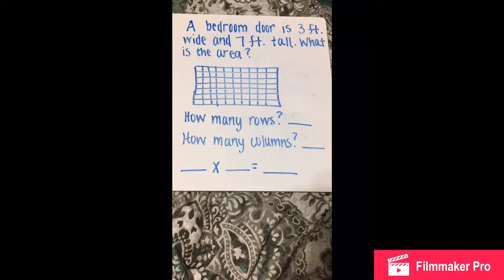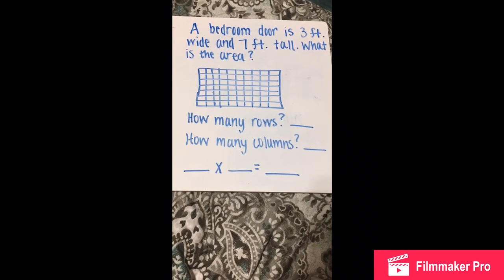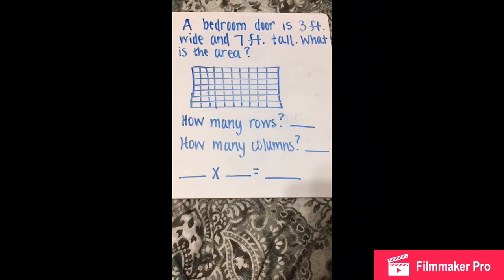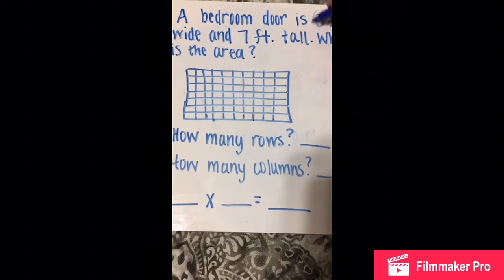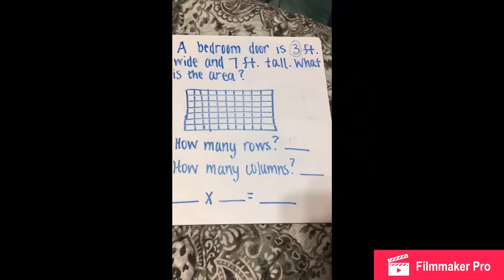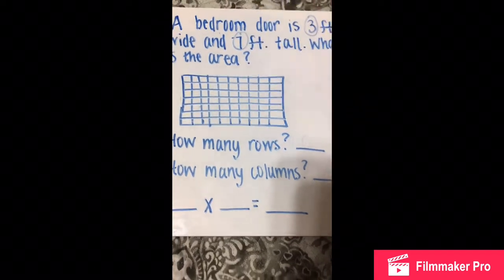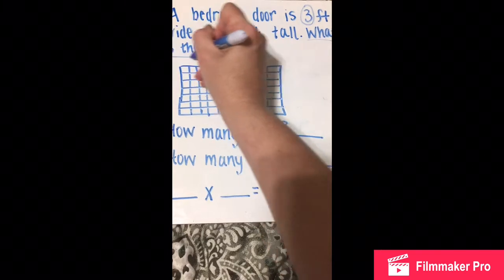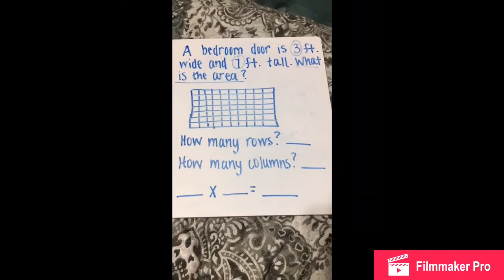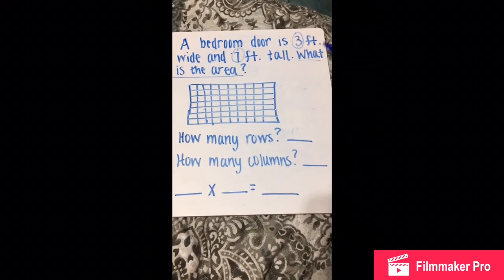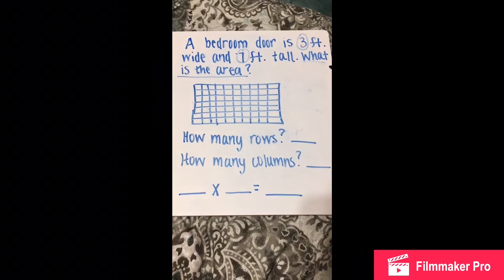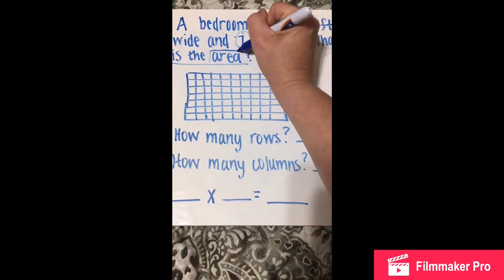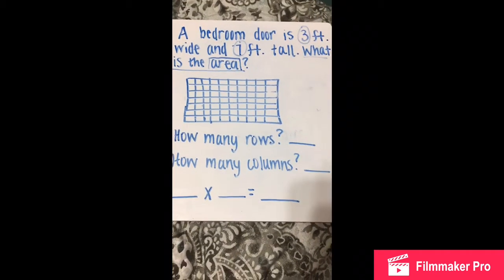So first, let's read the word problem and do our cubes as we walk through it. So a bedroom door is 3 feet wide and 7 feet tall. What is the area? So I circled my numbers, I underlined my question, I'm going to box in my keywords. So I know that they're asking me for the area, so I'm going to box that in.